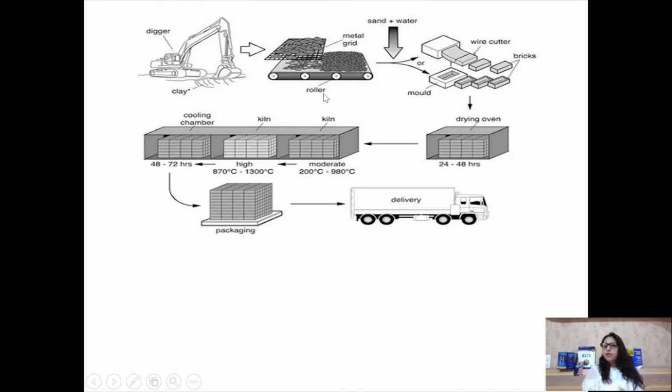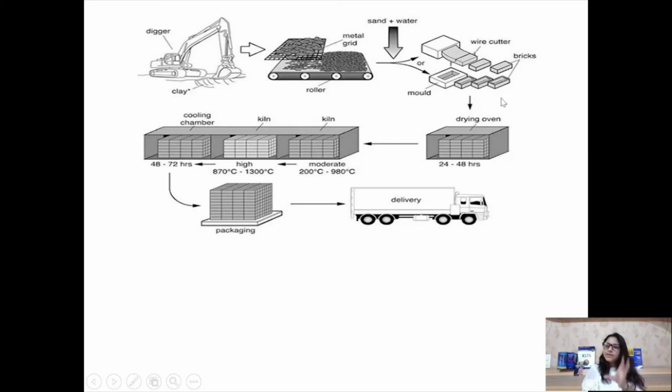After that we have a roller. Roller के ऊपर we have a metal grid. यहाँ पे एक metal grid दी हुई है and there is some stones or clay on it. Third, sand plus water is added to the stage. And after that, you will see the 2 arrows here. One is a wire cutter, आपको wire cutter दिया हुआ है, and then a brick दी हुई है and आपको बताया गया है या तो आप इस mixture को wire cutter में डाल सकते हो, or you can put it in the mold to give a proper shape.